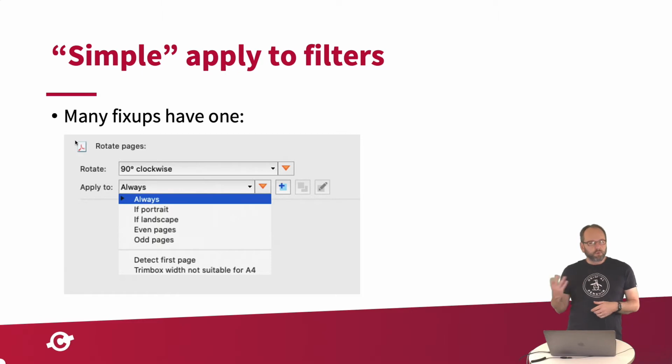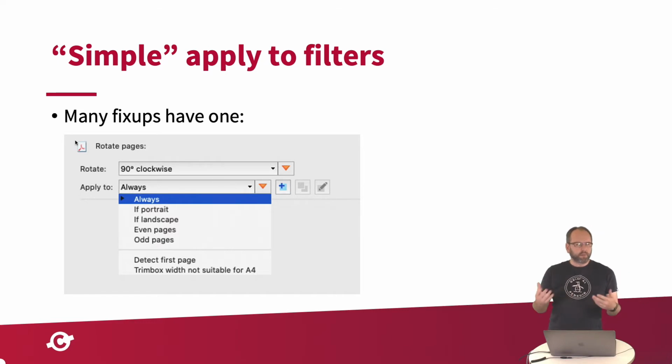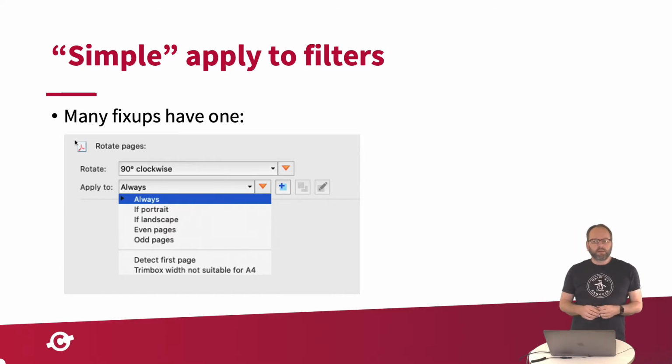This wants to rotate pages 90 degrees, but the default is always, so that means all pages are rotated. But you can also specify a subset, and usually there are some defaults there. Here it's if portrait, if landscape, even pages, odd pages. Those are things that you don't have to insert. They are always provided by pdfToolbox because they make sense.